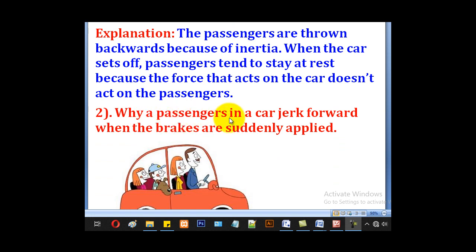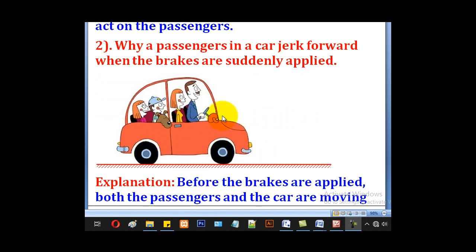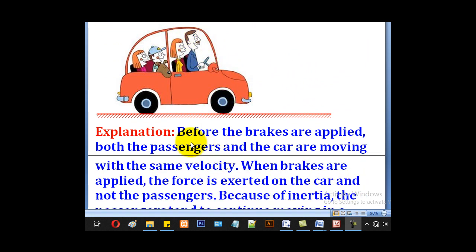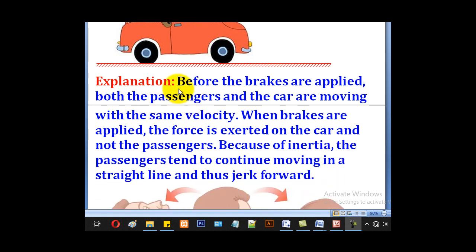Secondly, also why the passengers in a car jerk forward when the brakes are suddenly applied. So if this car is in motion and suddenly the driver applies brakes, the passengers will jerk forward, and inertia also helps to explain that.